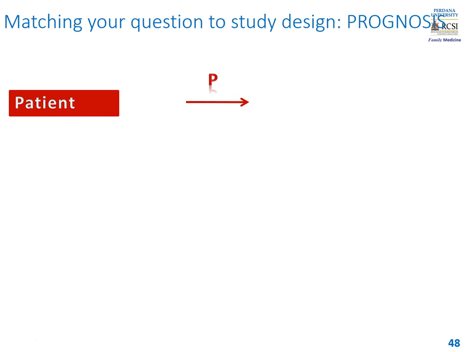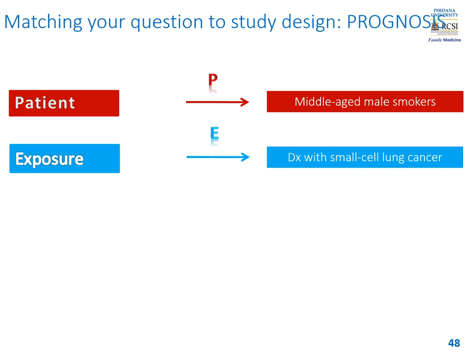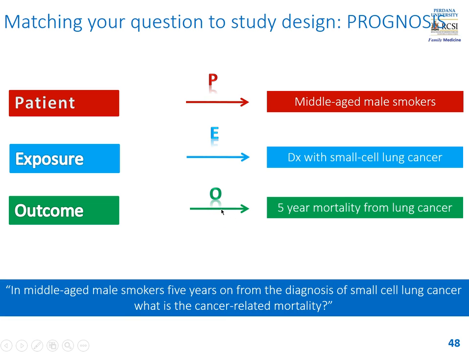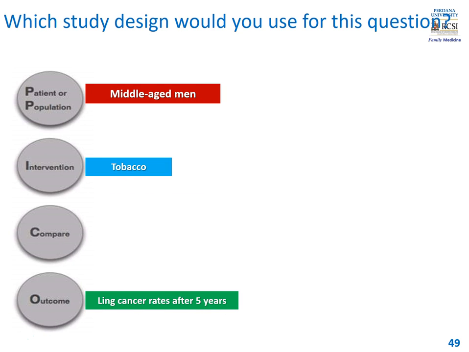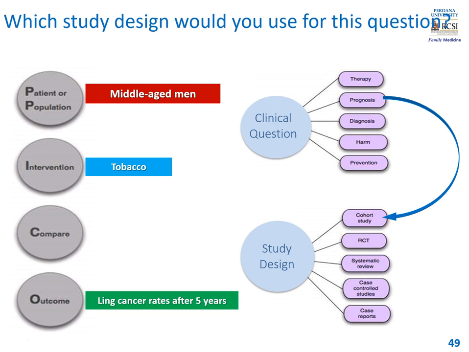What about prognosis? We looked earlier on about middle-aged smokers. Let's look at a group who develop small cell lung cancer, and then you want to know the outcomes of the mortality rate over 5 years. So if you were to structure a study design around this, what sort of study would it be? So here again, to recap, middle-aged men, exposure to tobacco and lung cancer after 5 years. And this would be a cohort study, a prospective or inception cohort study.